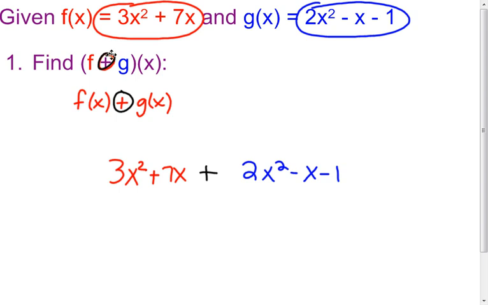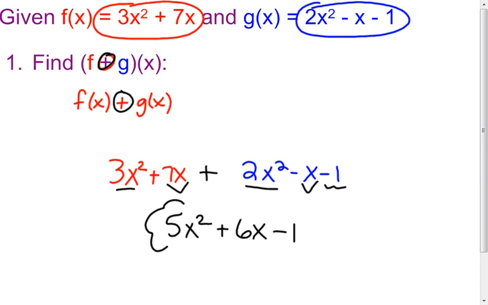When I do that, obviously I'm going to combine my x squared terms to have 5x squared, and my x terms to have 6x. And then, of course, this minus 1 right here. You're not going to have numerical answers necessarily. You're just going to have another function that you have simplified into 1. So there's your answer on that one.